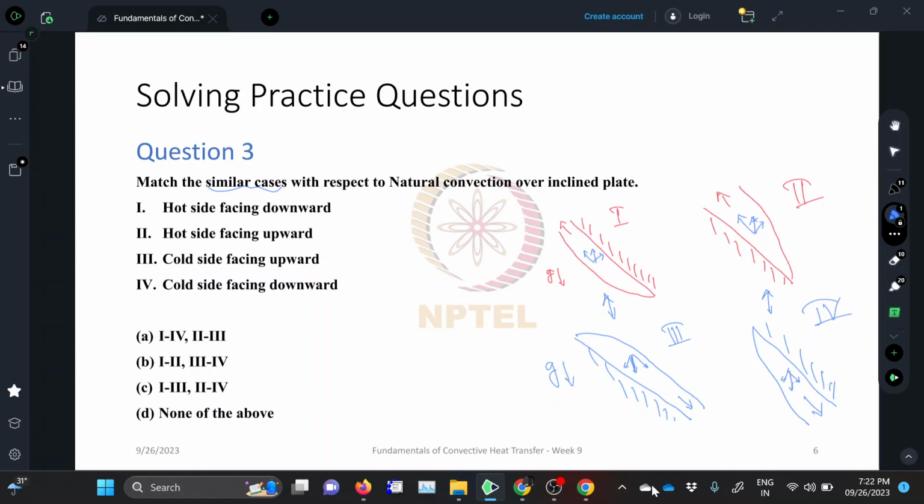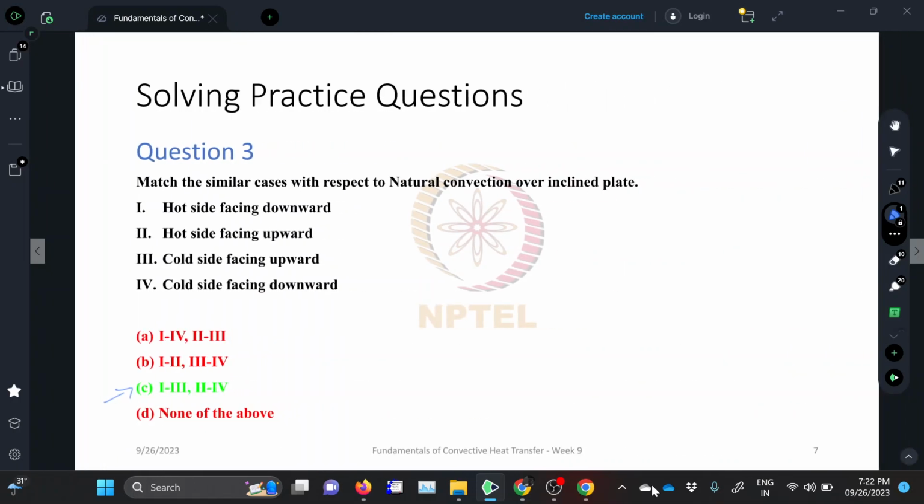So if I take the y-axis in the direction of growth of the boundary layer, then mathematically also this would give rise to the same forms of equations. So that's why option C, that says case 1 and case 3 are similar and case 2 and case 4 are similar, is the correct answer. Am I making sense? Are things clear?